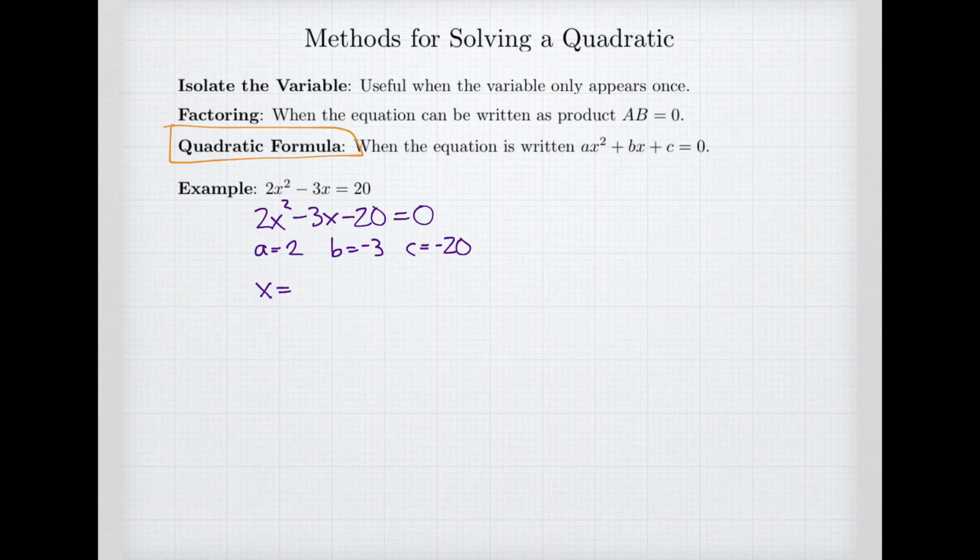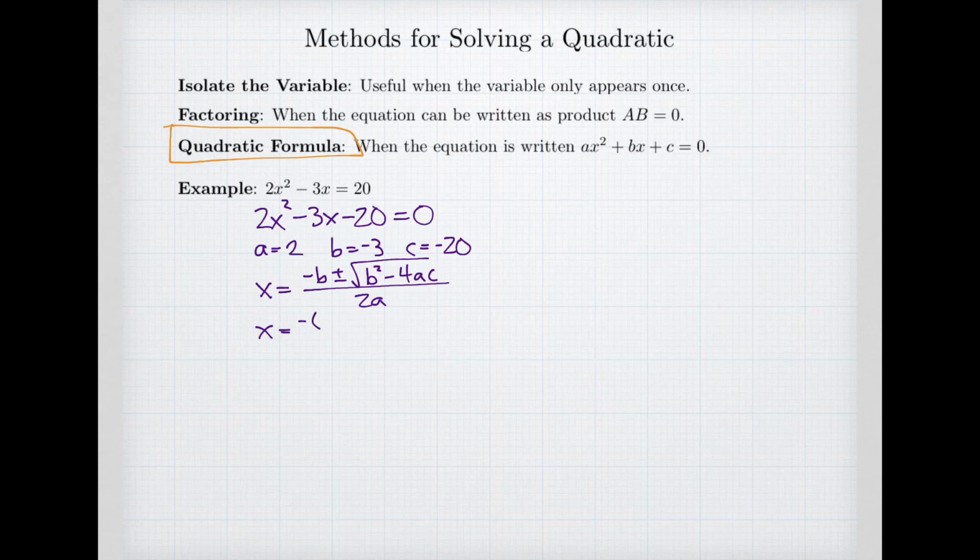And I like to sing it to remind me of the parts. So x equals negative b, let's write this down, negative b plus or minus the square root of b squared minus 4ac, all over 2a. And I find the solution by substituting in my values.